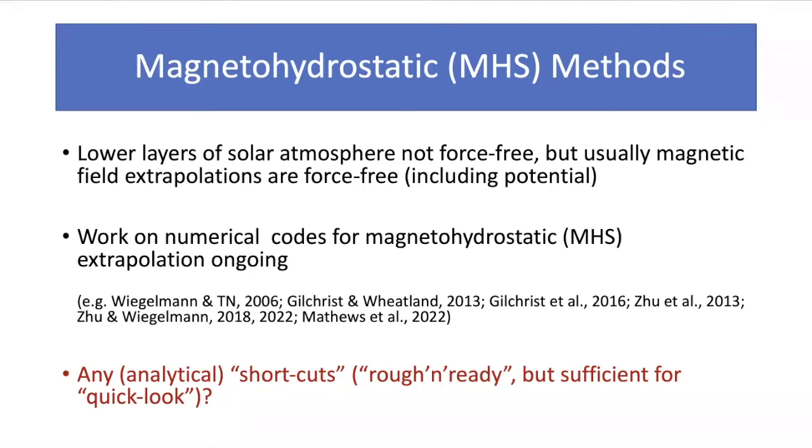So, for example, the IMaX data, if I remember correctly, have a pixel size of about 40 kilometers, which of course is much smaller than the height of the chromosphere. If one wants to make use of all the data, does one have to think about resolving this non-force-free layer? And there's work on numerical codes for that. I've listed a few papers here. I've just come across one which I think has been submitted to the Journal of Computational Physics by Matthews et al., which I think is more on global extrapolations, but looks very interesting.